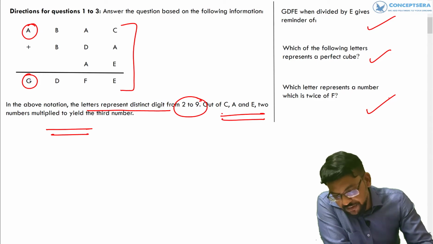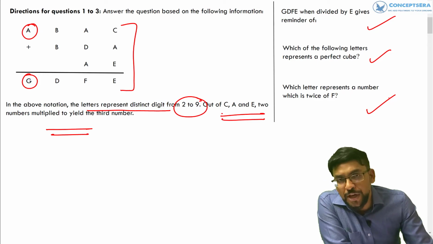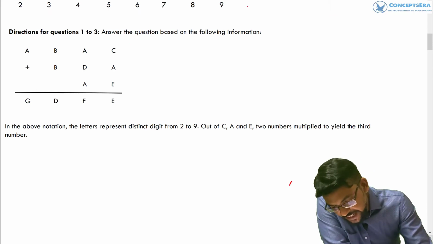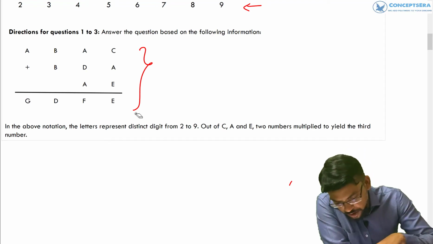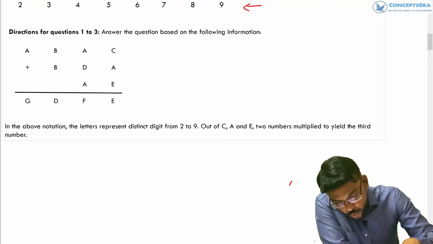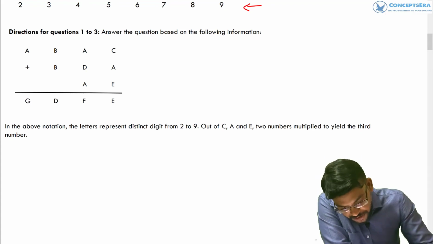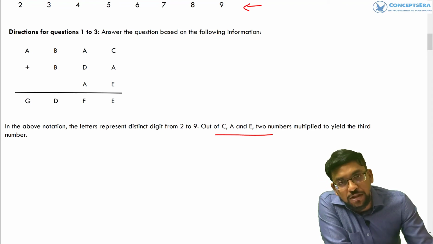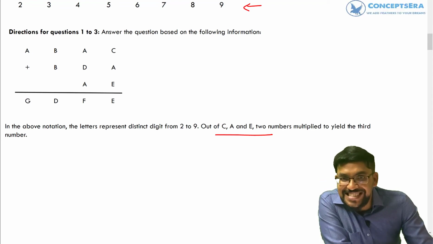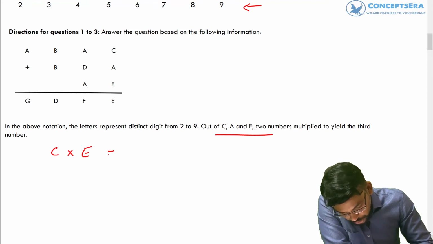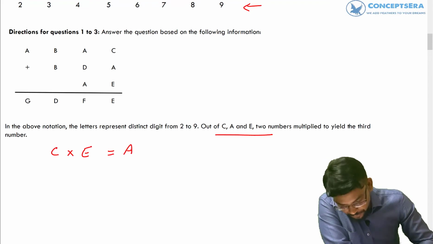So let's put the given information in a better manner to make you understand thoroughly. Here we have 8 digits and a summation which we are supposed to decode with the use of the given information. So let's see what the information is. Out of C, A, E, 2 numbers multiplied to yield the third number. The meaning of this sentence is C into E is equal to A, a possible case.